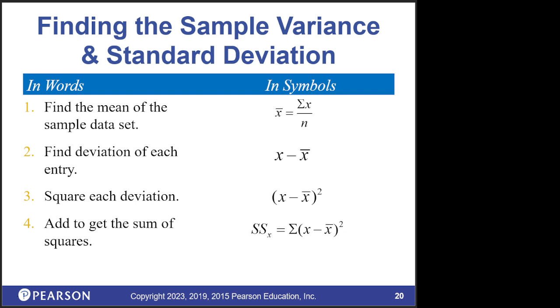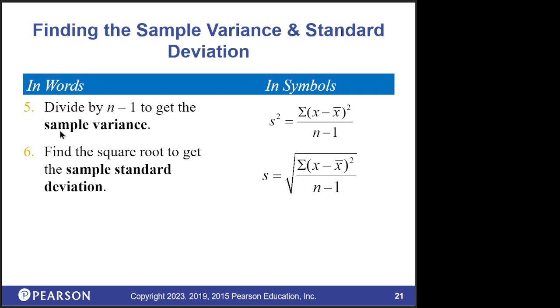So we find the mean of the data set. Again, please note, because we're talking about samples now, we have a lowercase n, and our mean is going to be x bar. We find the deviation of each entry, which is the same. And then we square the deviation, and then we take the sum of it. The step that changes is when we go to get the sample variance, we divide by n-1 instead of n, which means the sample deviation will be the square root of the sum of the squared deviations divided by n-1.